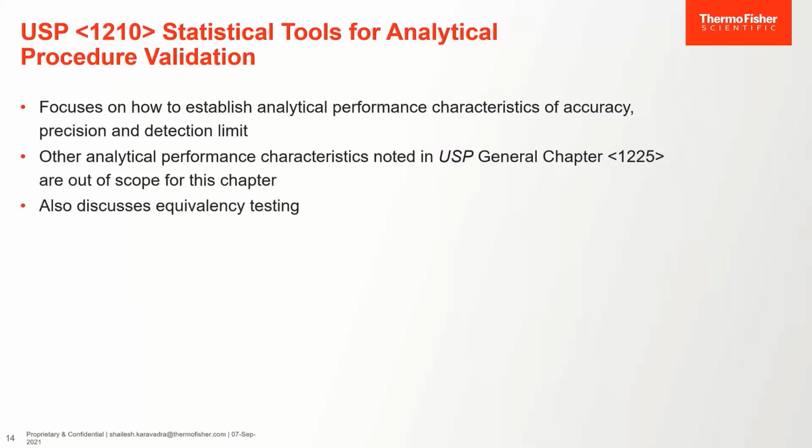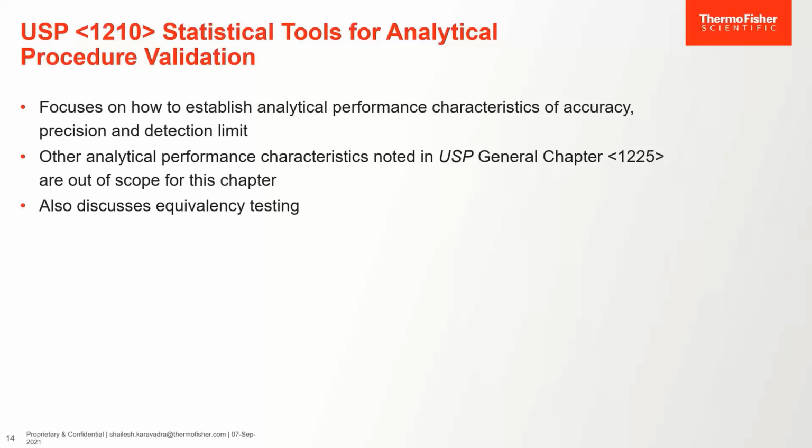In order to do this validation and verification, there are certain statistical tools that are needed. I'm not going to go very deep into what these statistical tools are, but they are generally available on the USP website, and the chapter is USP 1210. They basically focus on how to establish analytical performance characteristics for accuracy, precision, detection limit, and so on. They give you well-defined methods and criteria on how to do this test.